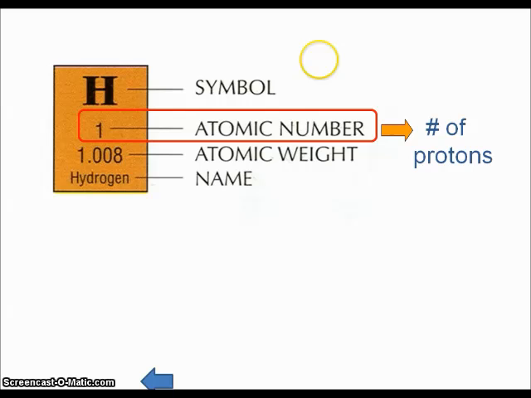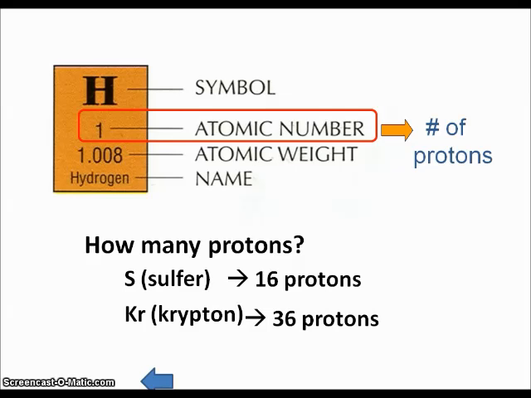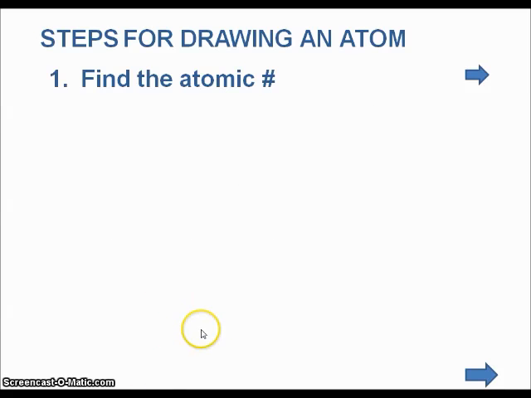So let's practice this really quick. Take a look at your periodic table, and I want you to find sulfur. Sulfur's on the right-hand side of your periodic table. Take a look and find the atomic number. Hopefully you found it. It is 16. So that means there are 16 protons. The atomic number is equal to the number of protons. Let's try one more. Take a look for krypton. Krypton's also on the right-hand side of your periodic table. What's the atomic number? It's 36, which means the number of protons is 36. Okay, that was step one. We find the atomic number.